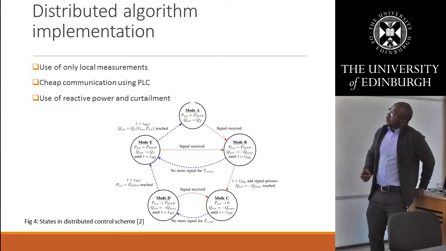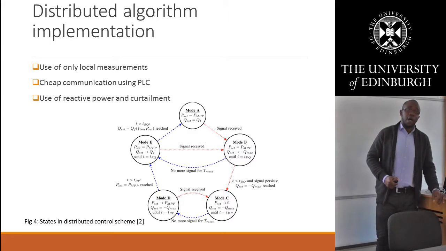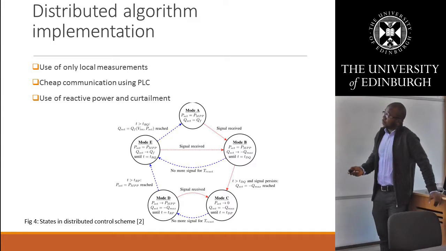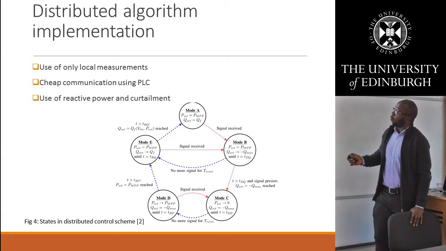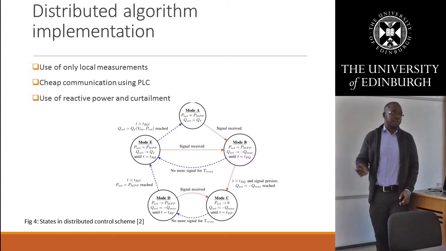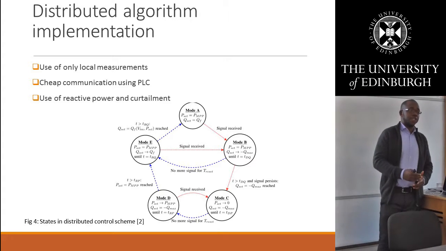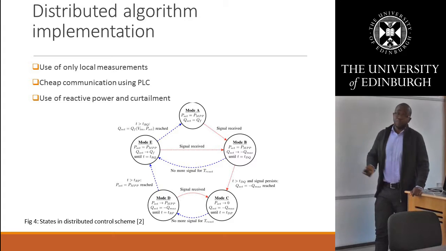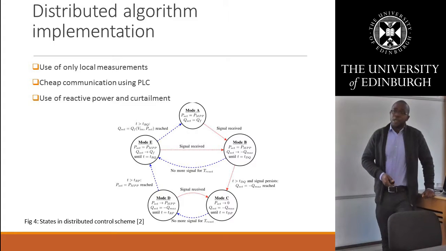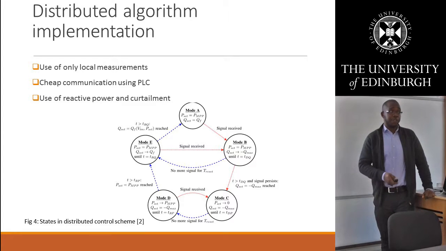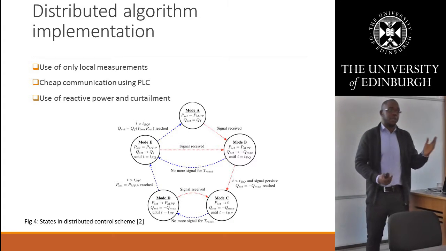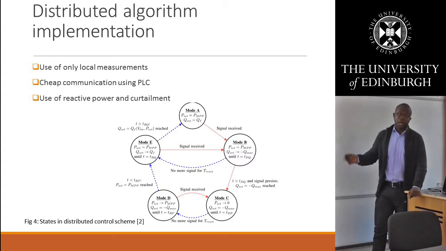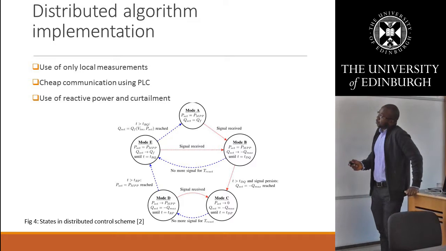So this is a kind of distributed scheme that was proposed by Thierry Van Cutsem at the University of Liège, and some other people working there. Basically, what this control scheme does is to try to manage voltage in the distribution network, making use of reactive power, which isn't very effective for distribution networks because of the R to X ratio. And also when this cannot keep the voltages within limits, then it's mixed with active power curtailment. So we have these modes, mode A, B, C, D, and E.